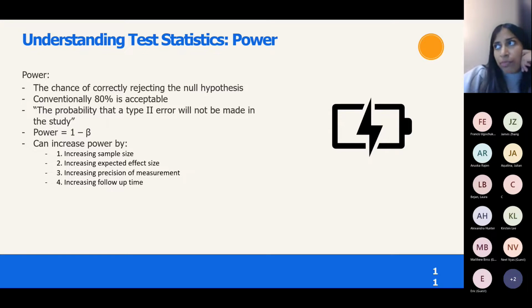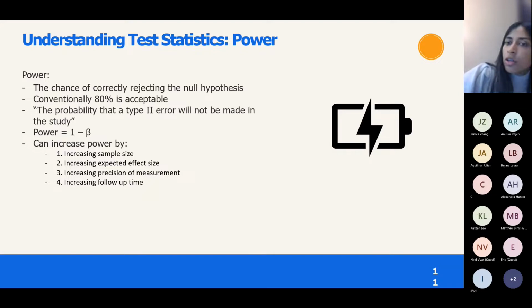So for power, conventionally it's 80% that's acceptable, and it's the probability that a type 2 error will not be made in the study. Already mentioned that you can increase it by increasing sample size or increasing expected effect. Another few ways are increasing precision of measurement and also increasing the follow-up time.